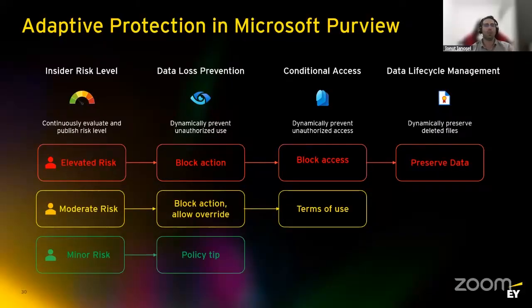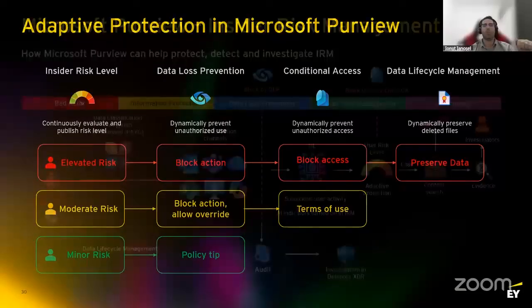Then we have the moderate risk, where we can block actions, but we can allow override with a specific justification, and conditional access policies that will imply only the read of terms of use. If, for example, we want to use a specific application, how we should use it. Or the minor risk, that will do nothing but display a policy tip in order to educate the users without blocking them.